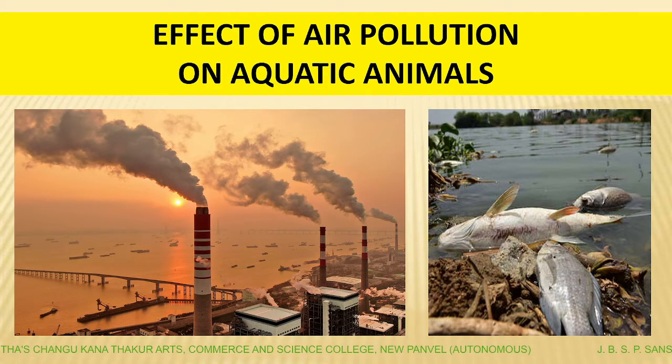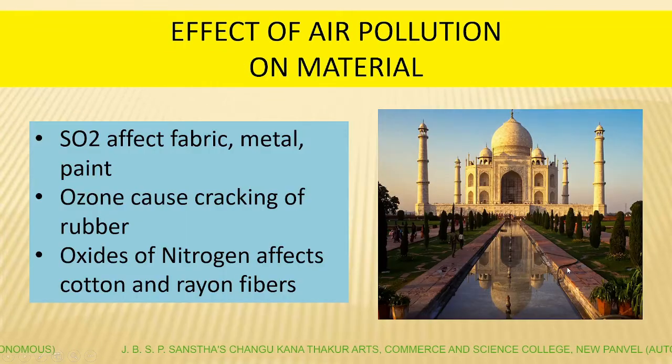Air pollution can also impact aquatic life because these air pollutants can mix with rainwater and can come down in lakes or rivers. In that scenario, fishes and other aquatic animals may also die. Air pollutants may also cause impact on materials. For example, our Taj Mahal has turned yellow in color because of acid rain. Apart from that, sulfur dioxide affects fabric, metal and paint. Ozone can cause cracking of rubber. Oxides of nitrogen can affect cotton and rayon fibers.